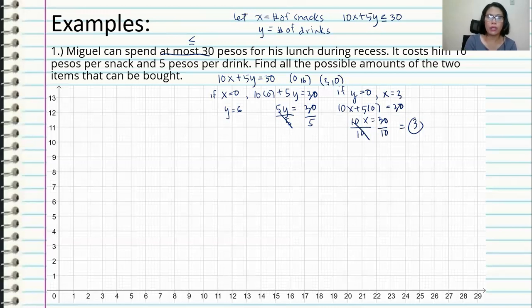Now, by plotting the points (0, 6) and the other one (3, 0), and then connecting the points with a solid line since the inequality involves less than or equal to. So we have this. And then going back to the original inequality, 10x plus 5y is less than or equal to 30. So since the inequality is less than, then the solution set must be below the solid line.